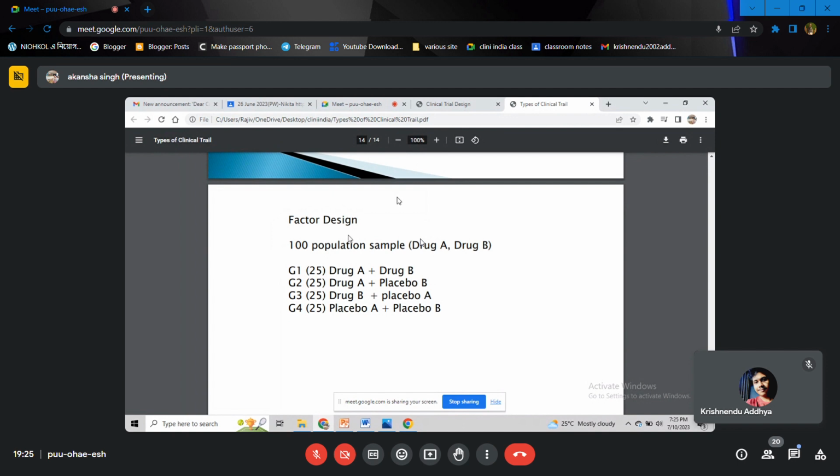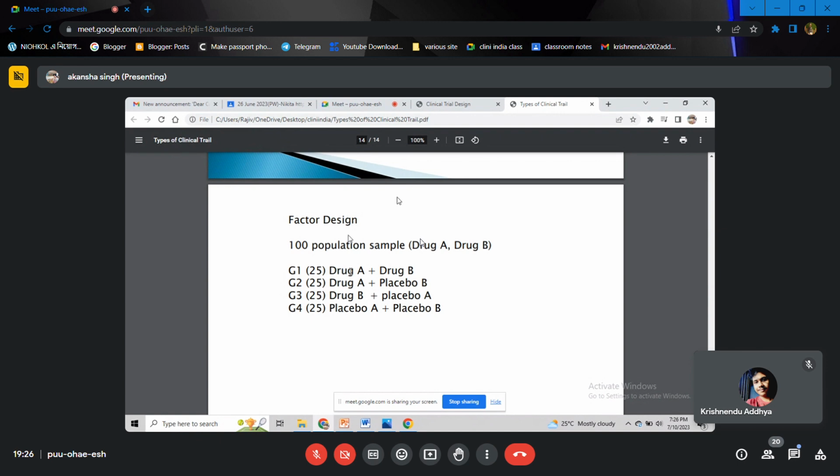So in factorial design, what happens? Suppose we take the same sample size, a population of 100. Now suppose we have two drugs. The condition is that every group should be randomized and should have an equal number of participants. That is the first condition. So out of 100, we make four groups, 25 in each group, right?